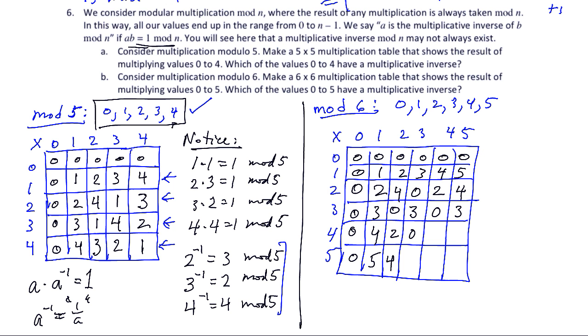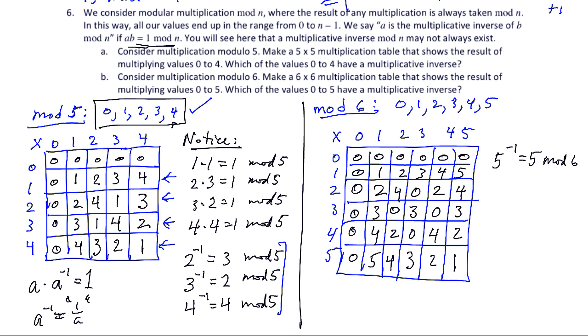5 times 3 is 15, which is 12 plus 3. 4 times 4 is 16, which is 12 plus 4. And 5 times 4 is 20, which is 18 plus 2. 5 times 5 is 25, which is 24 plus 1. Okay, now you can see that yes, 5's multiplicative inverse is 5, mod 6.